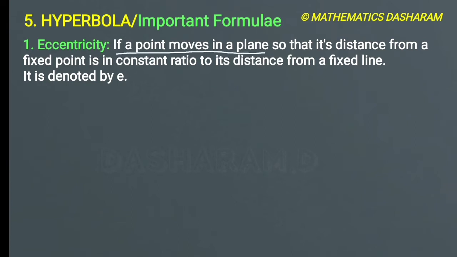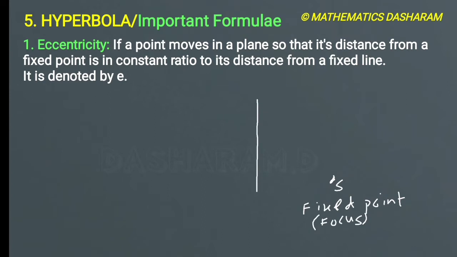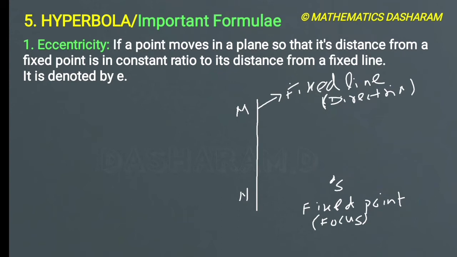If a point moves in a plane so that its distance from a fixed point is in constant ratio to its distance from a fixed line, that ratio is denoted by E, the eccentricity. Let's take one fixed point, that is S, and the fixed point is called a focus. And here is a fixed line MN, and the fixed line is called a directrix.